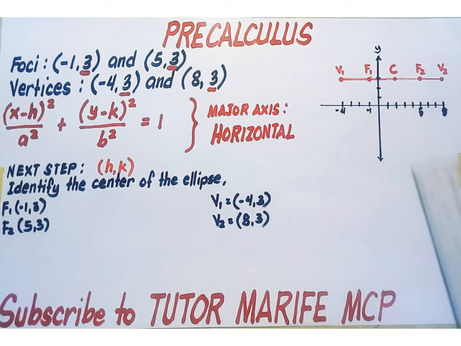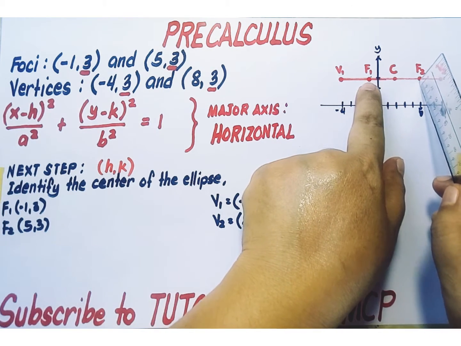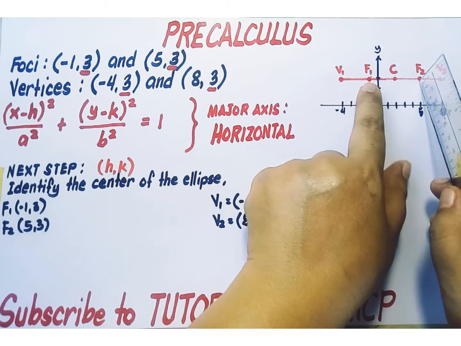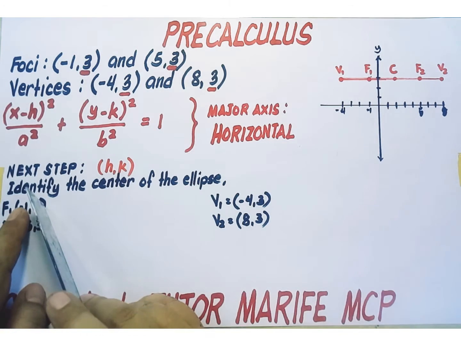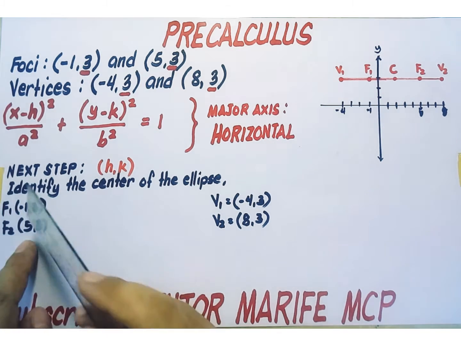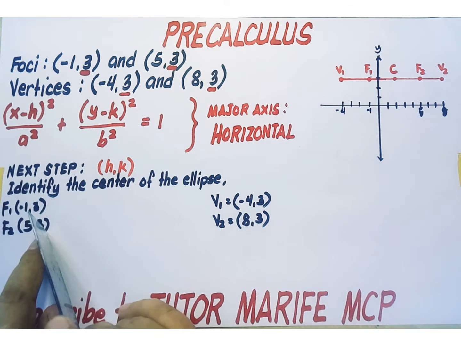Another way is by solving for the coordinates of the midpoint of the line segment with endpoints at F₁ and F₂. So how do we solve for the coordinates of the midpoint when we know the coordinates of the endpoints? We add up the x-coordinates, then divide by 2 to solve for the x-coordinate of the midpoint. We add up the y-coordinates of the endpoints, then divide by 2 to solve for the y-coordinate of the midpoint.